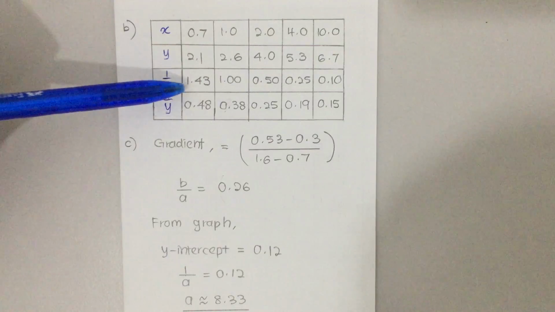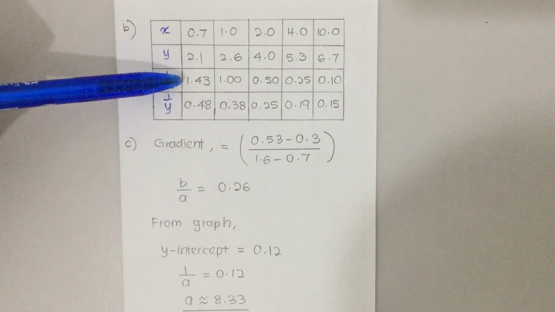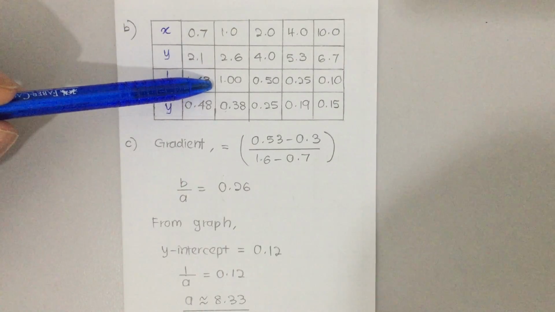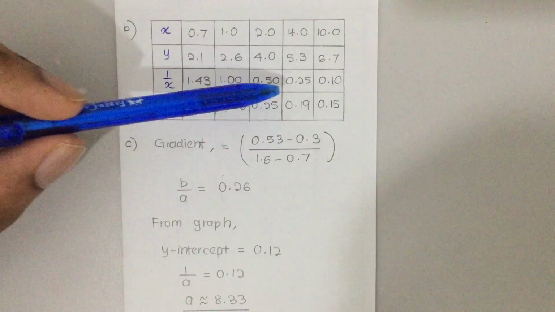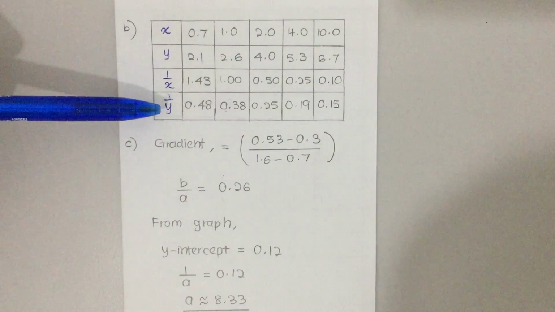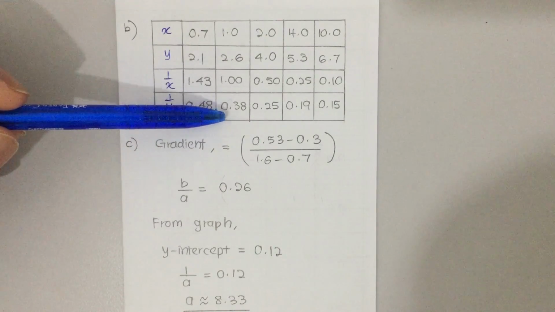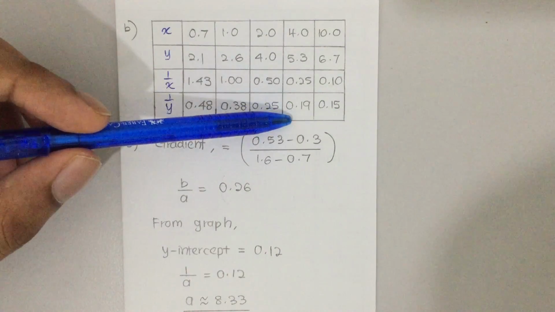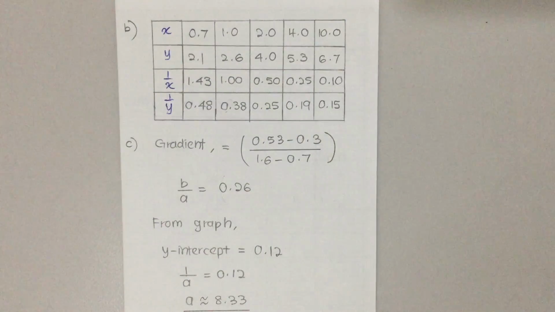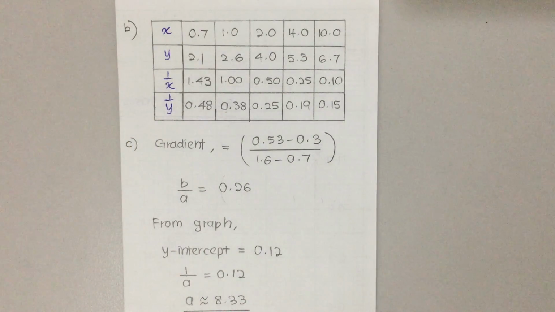And then you will get all those respective values. For 1 over x, your values will be 1.43, 1.00, 0.50, 0.25, 0.10. Whereas for 1 over y, you get 0.48, 0.38, 0.25, 0.19 and 0.15. Alright guys, we have already converted our non-linear equation to a linear equation. We already have the table, and guess what is the next step?